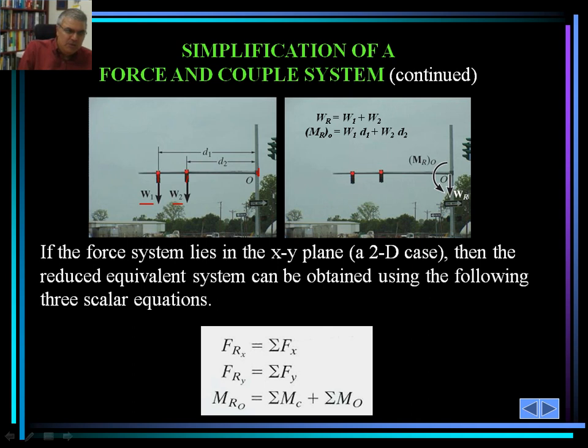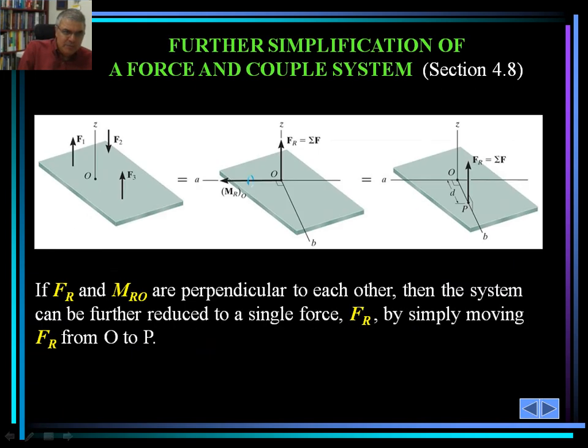So W sub R, which is the resultant force acting on the pole, would be W sub R plus the moment, assuming that this point O is a rigid connection. It's important to also realize that M sub R sub O would also be created as a result of W1 multiplied by D1 plus W2 multiplied by D2. So we can replace such a system with a force moment system.